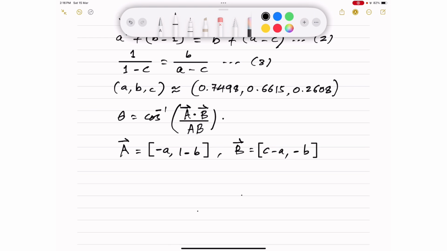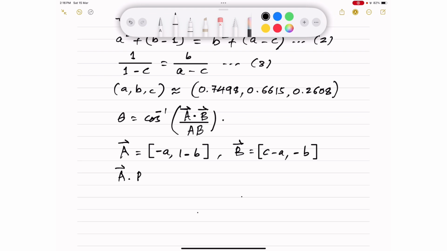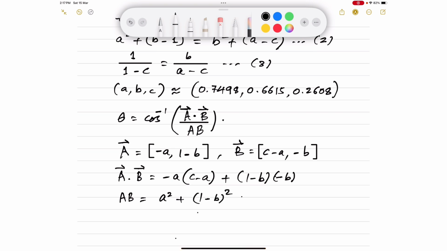So that makes theta. Now we can, of course, come up with A dot B. A dot B would be minus A multiplied by C minus A, plus 1 minus B multiplied by negative B. Okay, so that's the dot product. And the length of A times the length of B is going to be equal to A squared plus 1 minus B all squared.